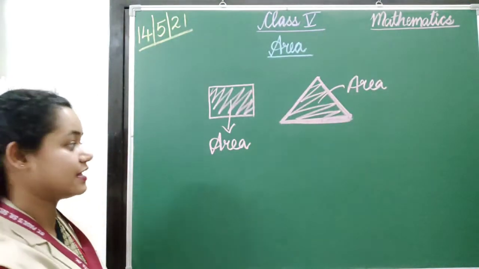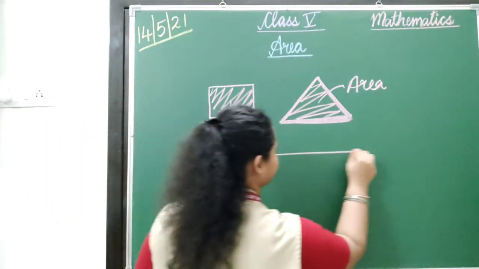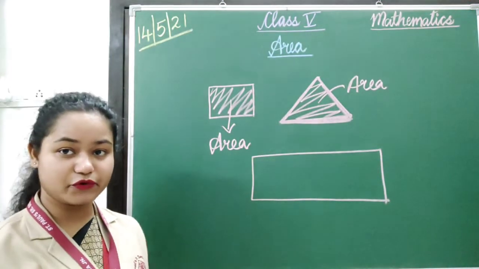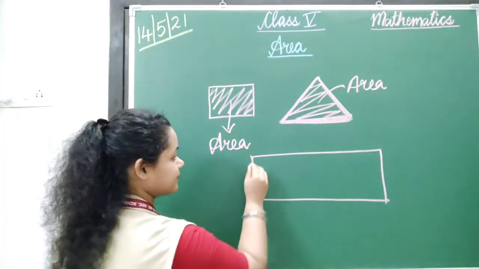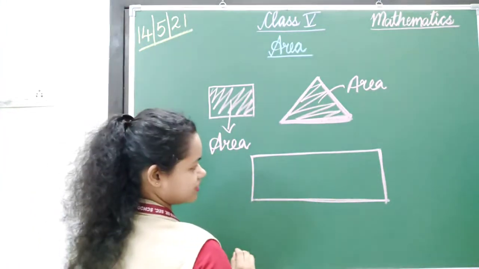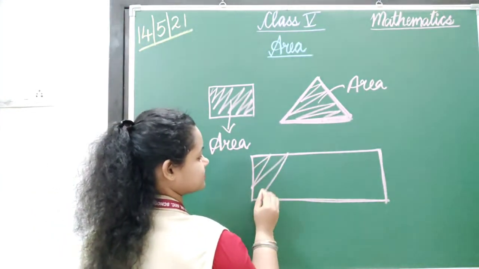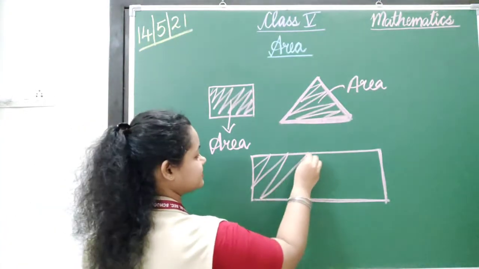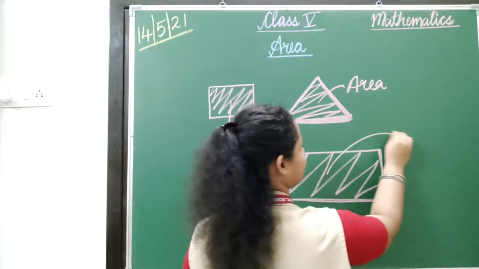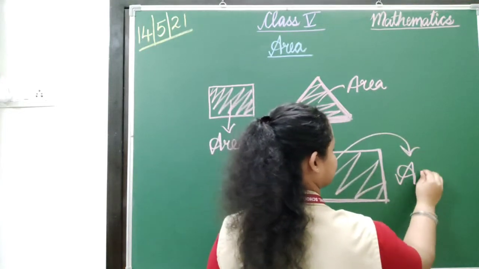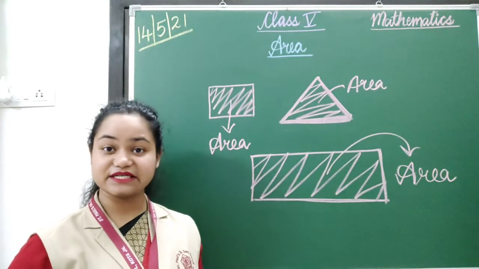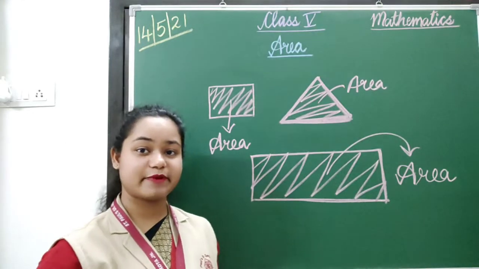Understood? Let us take a rectangle now. This is a rectangle, yes or no? The boundary here, this is your perimeter, and the area, which is the portion which is covered or which is enclosed in this figure, is your area. Understood? Is it clear what is area and the difference between area and perimeter?